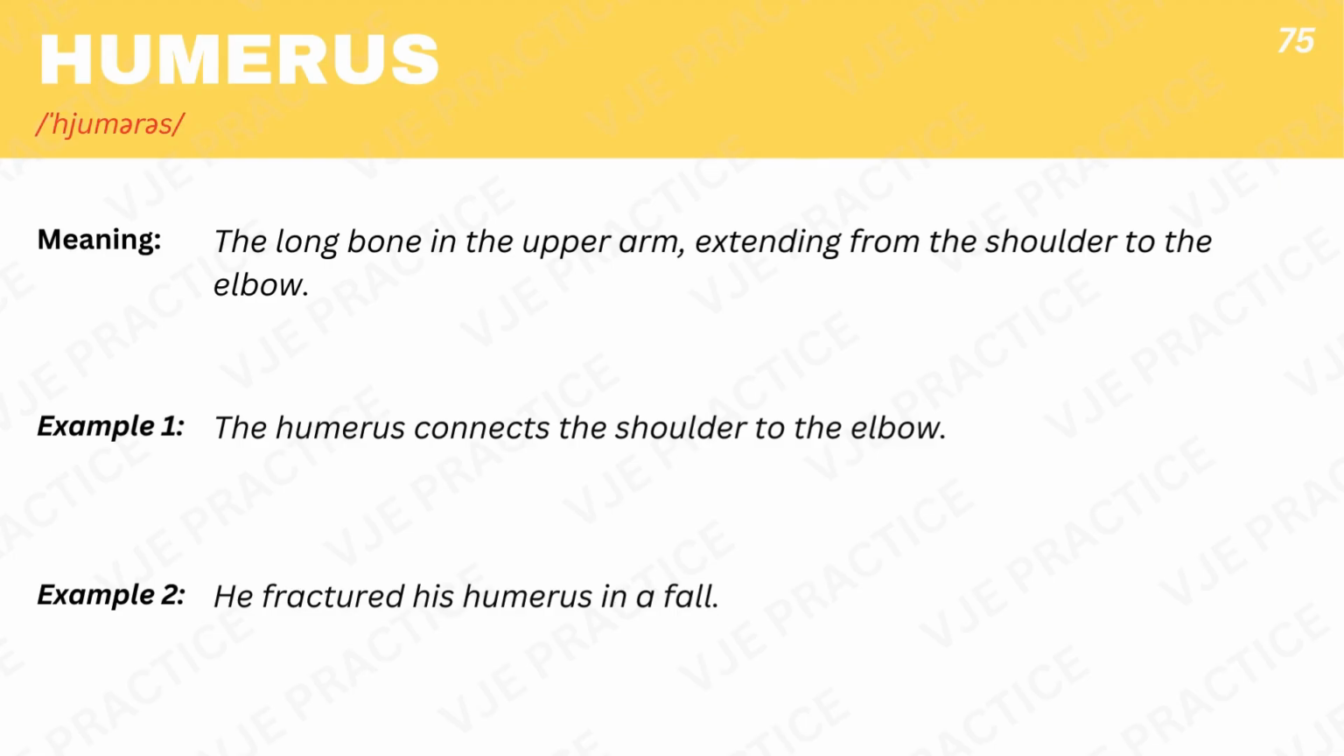Humerus, the long bone in the upper arm, extending from the shoulder to the elbow. Example 1. The humerus connects the shoulder to the elbow. Example 2. He fractured his humerus in a fall.